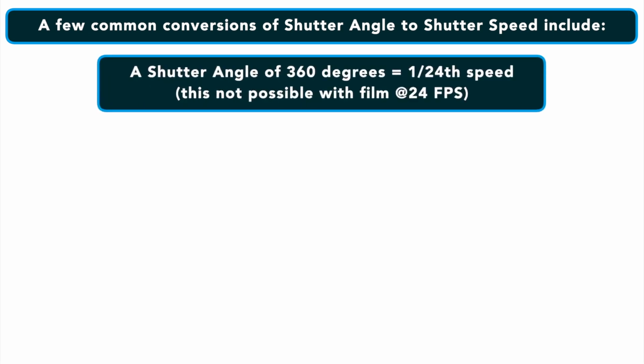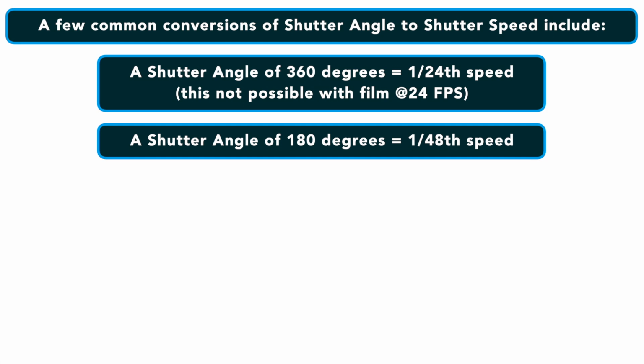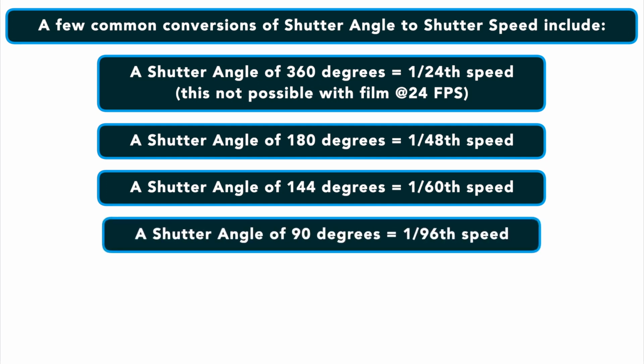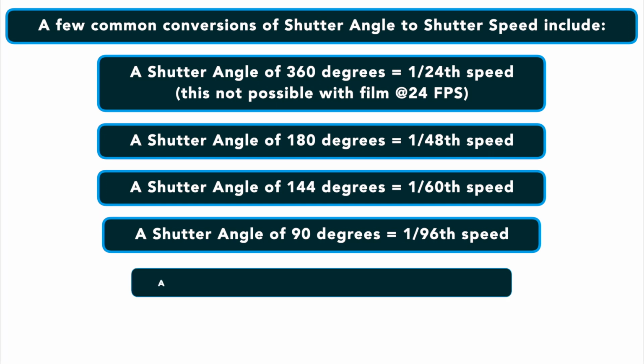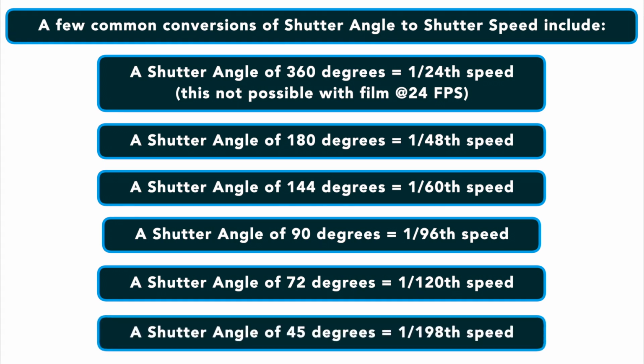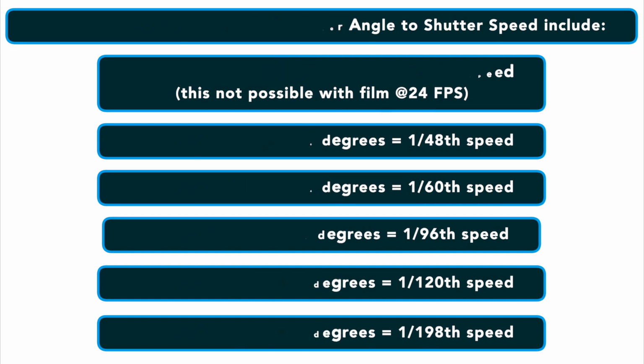A few conversions of shutter angle to shutter speed that you might encounter are: a shutter angle of 360 equates to 1/24th speed. But this is not possible when shooting film at 24 frames per second because you would be exposing the film the entire time. A shutter angle of 180, as I mentioned, is 1/48th speed. A shutter angle of 144 is equivalent to 1/60th. A shutter angle of 90 is equivalent to 1/96th speed. A shutter angle of 72 is equivalent to 1/120th speed. And a shutter angle of 45 is equivalent to 1/192nd speed.